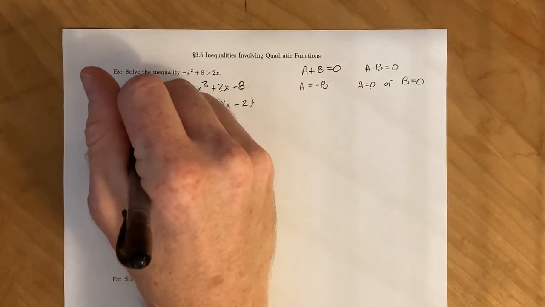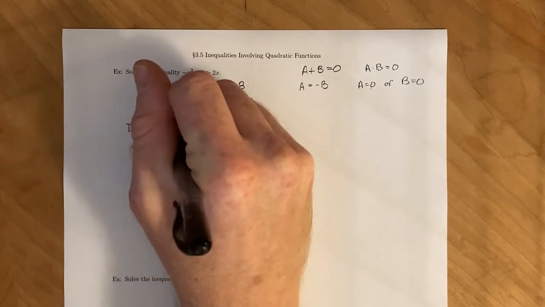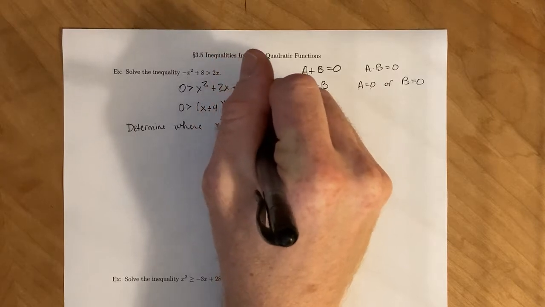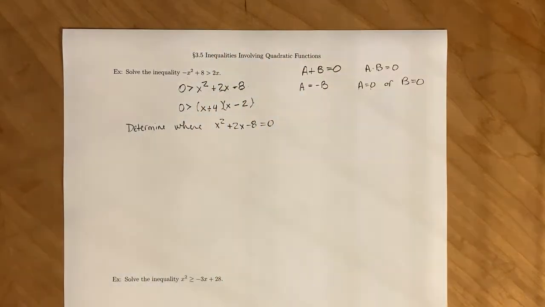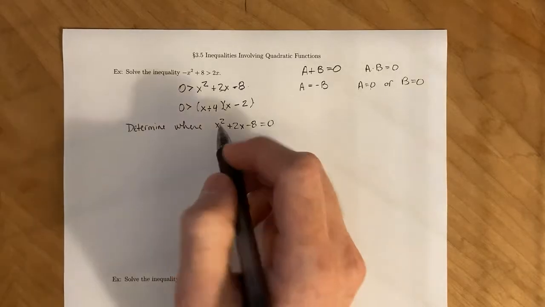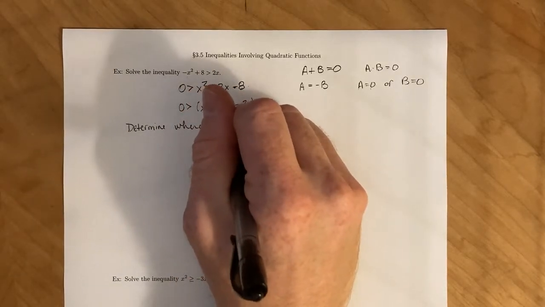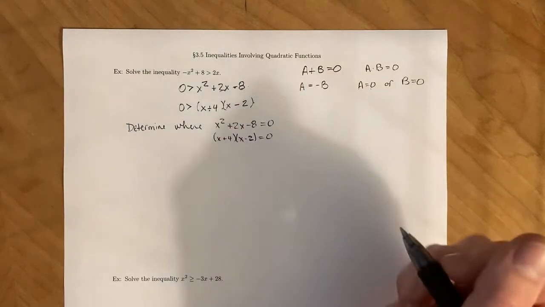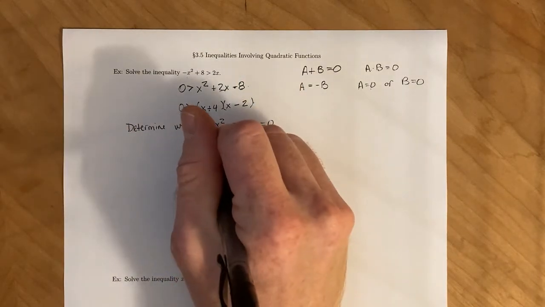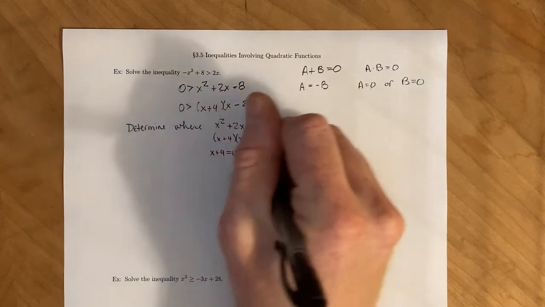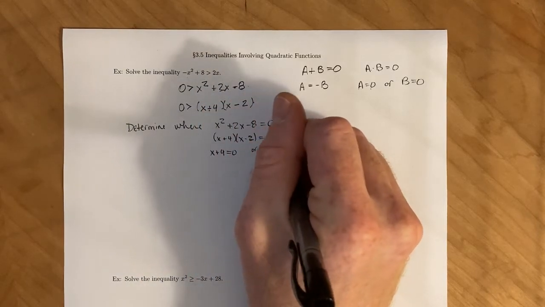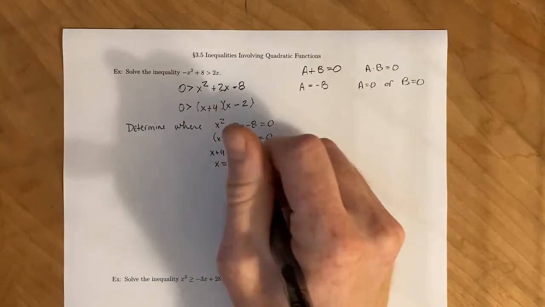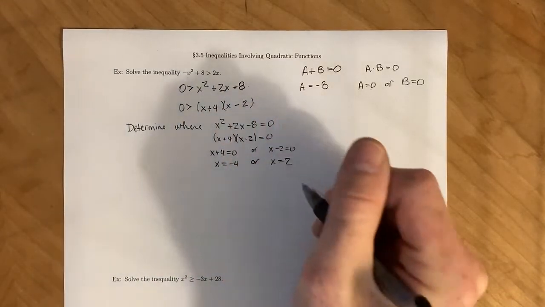So determine where x squared plus 2x minus 8 is equal to 0. Since we have it factored, we have x plus 4 times x minus 2 is equal to 0. And so we have two things that multiply to 0, meaning that one of these two has to equal 0. Solving that, you get x is equal to negative 4 or x is equal to positive 2.